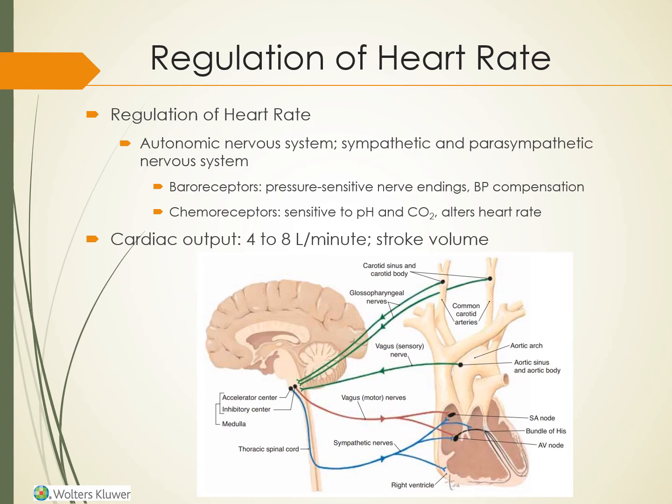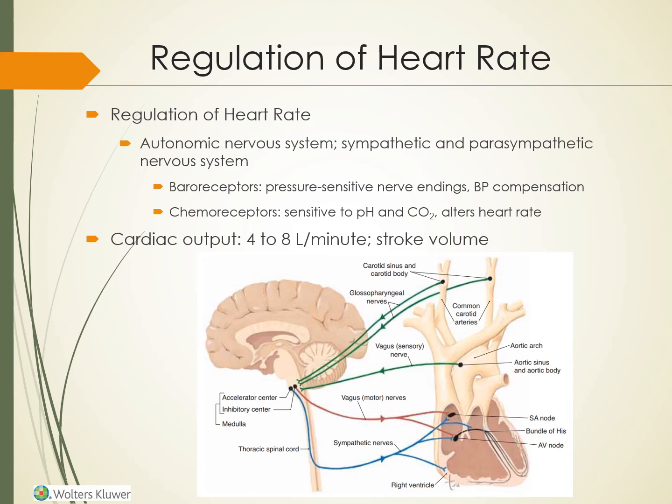Chemoreceptors are structures that are sensitive to the pH, CO2, and oxygen levels of blood. They are located in the carotid bodies, aortic bodies, and medulla of the brain. They regulate sympathetic stimulation or inhibition.